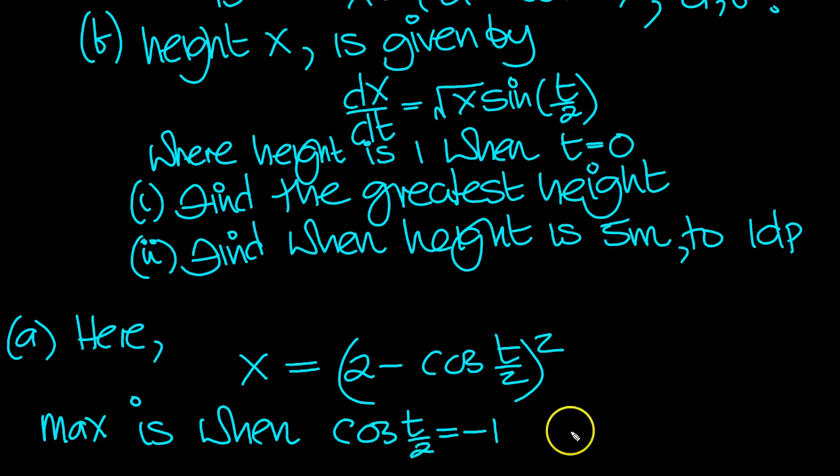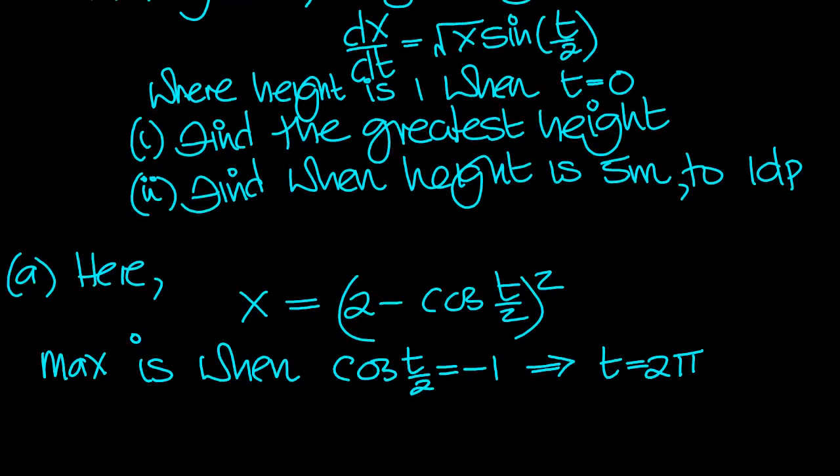So for that to happen, t would need to be 2 pi, wouldn't it? Because cos pi is minus 1, cos of 180 degrees, which is pi. That's the first time it hits the minus 1 value. Yeah, that's right. Cos goes from 1 to 0 to minus 1. So t is 2 pi, which is the first time that happens. And when that happens, the greatest height is 3.